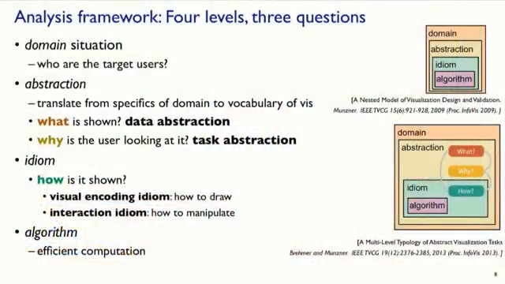So the book is built around an analysis framework that thinks about 4 different levels and 3 different questions. So let me give you an overview of that. In what I call the nested model of thinking about visualization design, I'm actually splitting things up into levels to help us think about them separately.